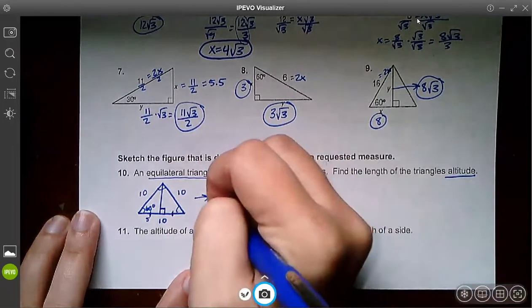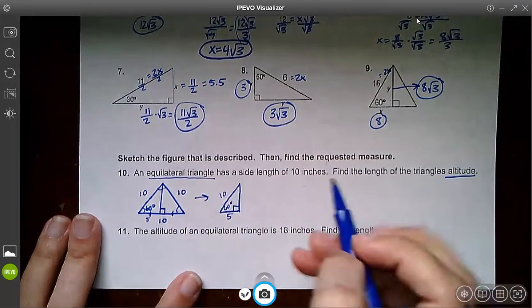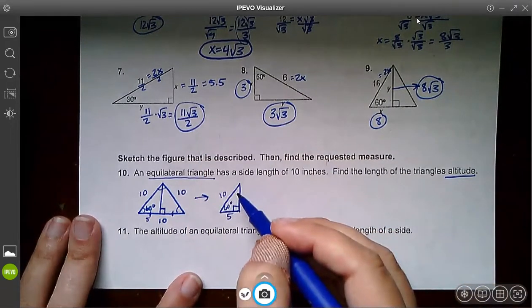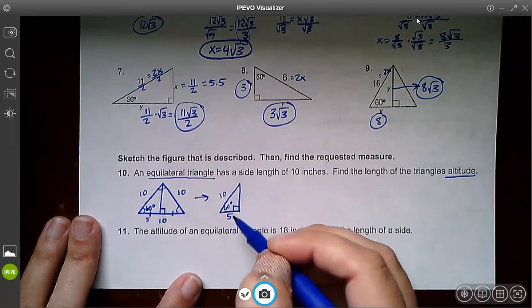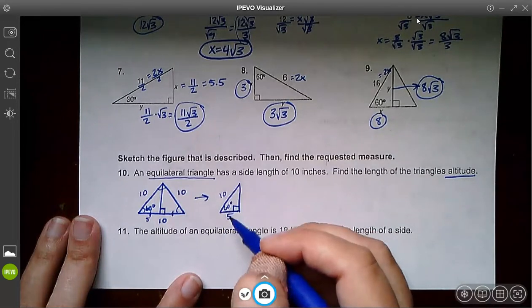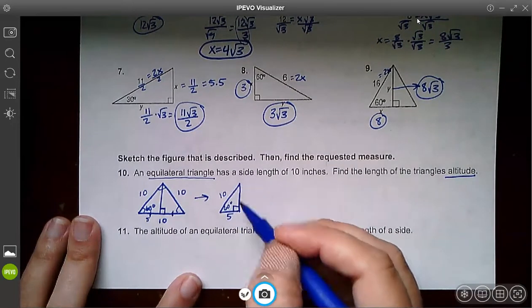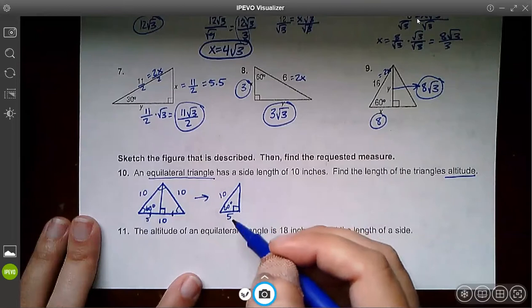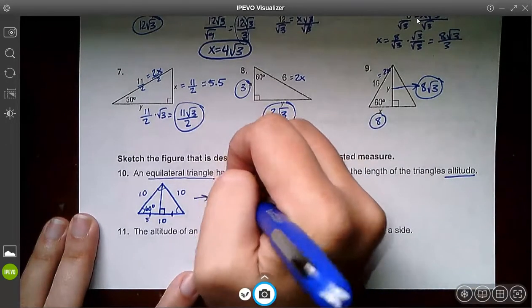We have 5, we have a 60-degree angle here, we have 10 there. So that makes this one 30 degrees. This is 5, so our short leg is 5. Our hypotenuse is 10, so 5 times 2 is 10. And then our altitude, our long leg, is going to be our short leg times the square root of 3. So this one is going to be 5 root 3.